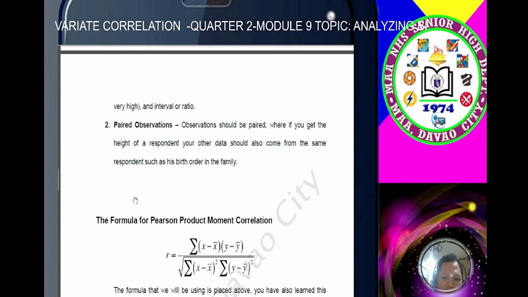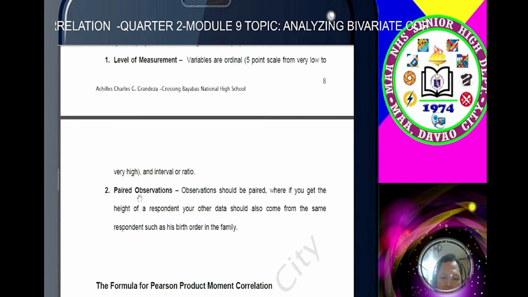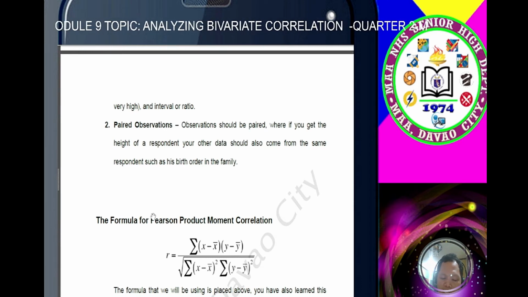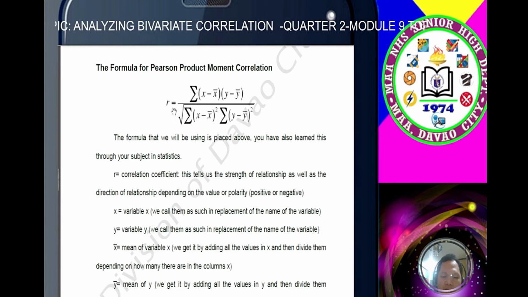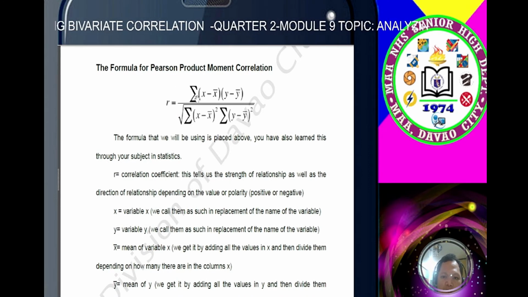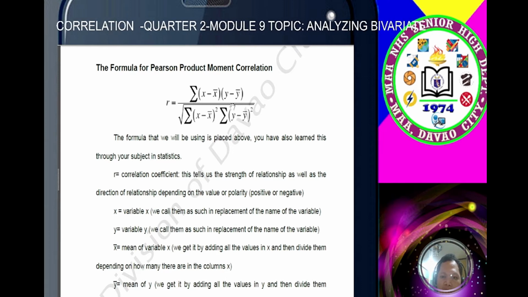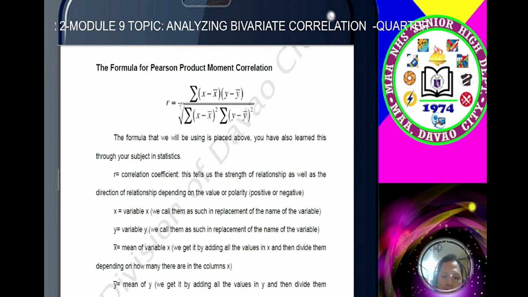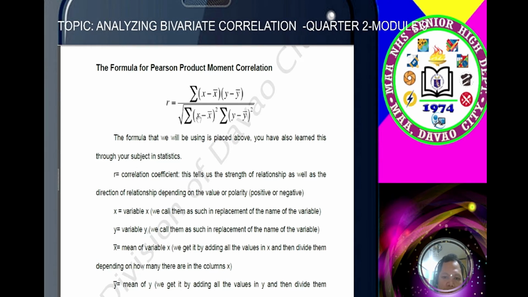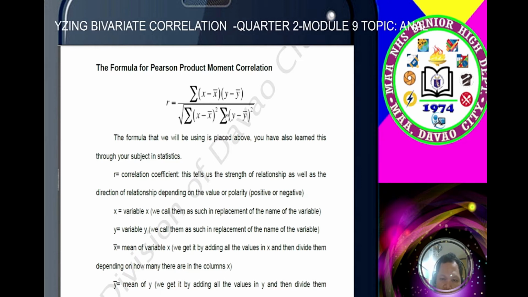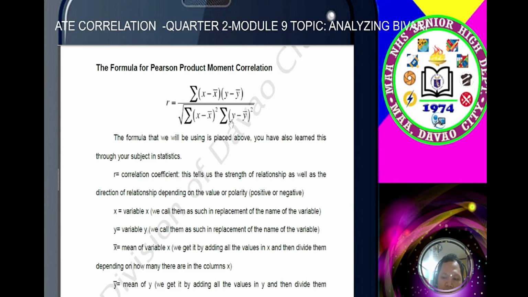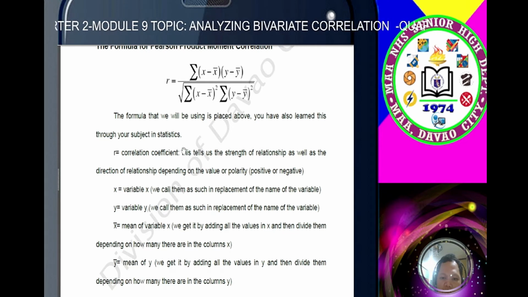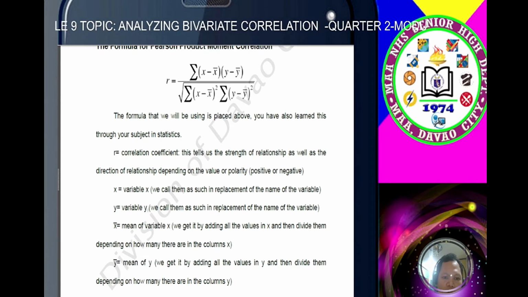Okay, so now we will go to the formula of the Pearson product moment correlation. We will not discuss Spearman rho; we just discuss here in this module the Pearson product moment correlation. So here's the formula for Pearson r. r is equal to the summation of x minus the x mean times y minus the y mean, divided by the square root of the summation of x minus the x mean squared times the summation of y minus the y mean squared. So these are the legend and this is the formula. You just read this. So let's apply how to use it.